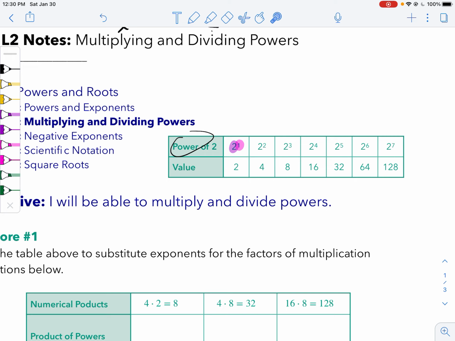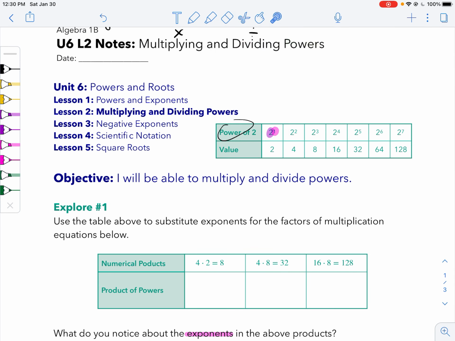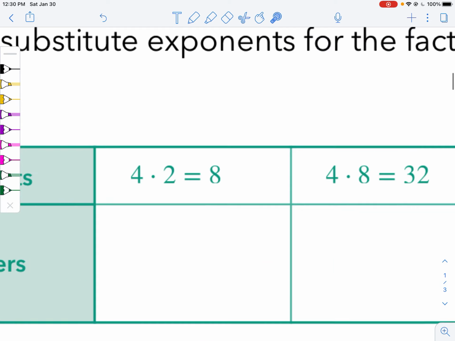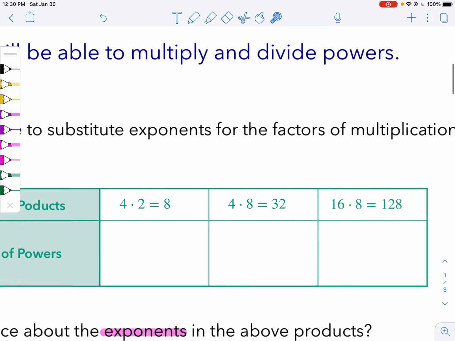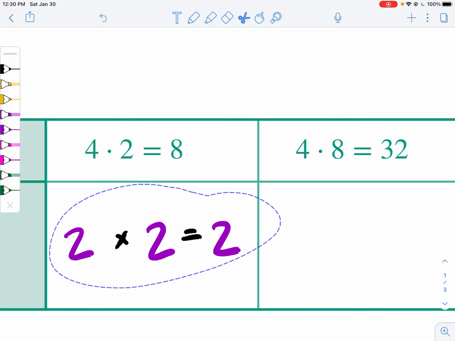So what I'm going to do is show you the trick with real numbers, and then I'm going to actually tell you what it is. So here we've got real actual numbers. We've got powers of 2. I am going to rewrite an expression with powers. For example, if we have 4 times 2 equals 8, I'm going to keep the times and the equals, but I'm going to rewrite them as powers of 2. So it's 2 to some power times 2 to another power equals 2 to what power?